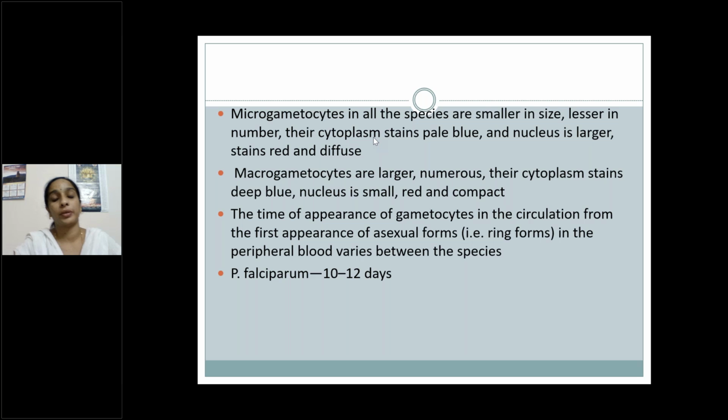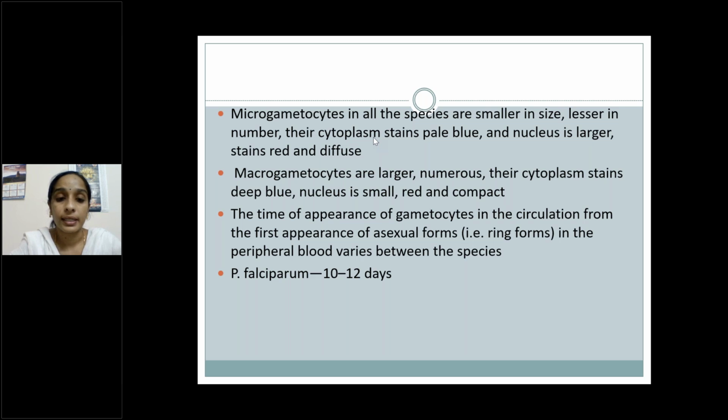Coming to macrogametocytes, these are larger compared to male gametocytes and numerous in number. Their cytoplasm stains deep blue, and the nucleus is small, red and compact. These are the major differences between micro and macro. The name itself indicates: micro means small, so smaller in size; macro means big, so macrogametocytes are larger in size.